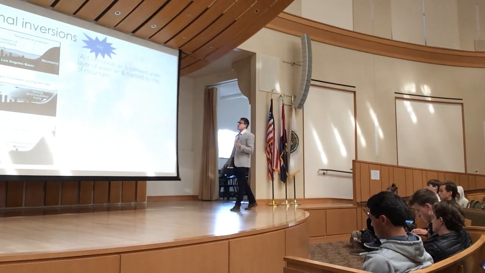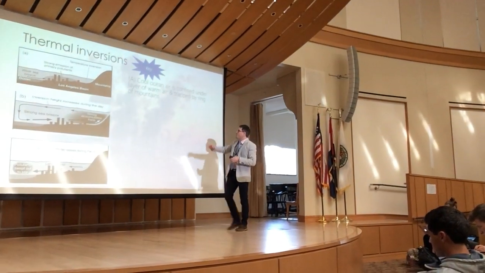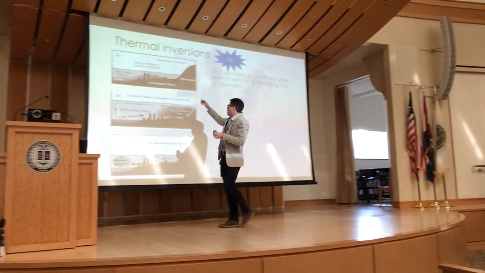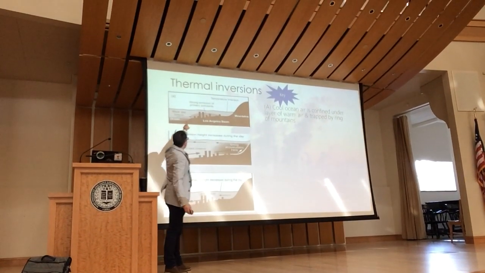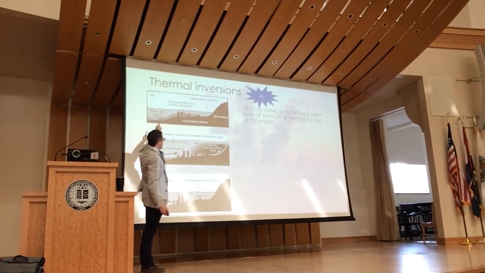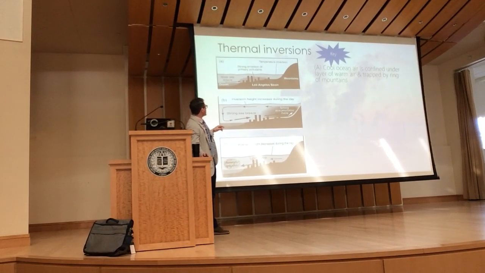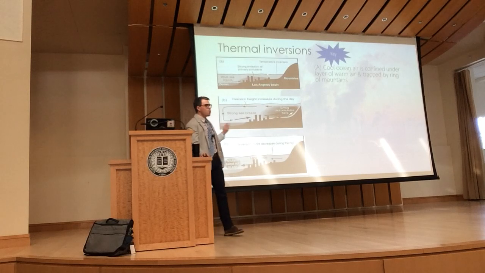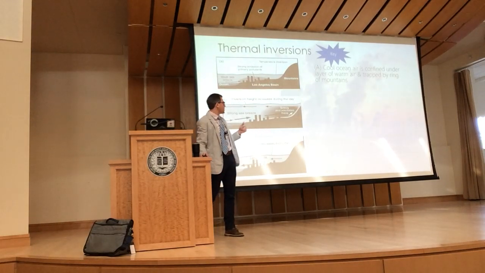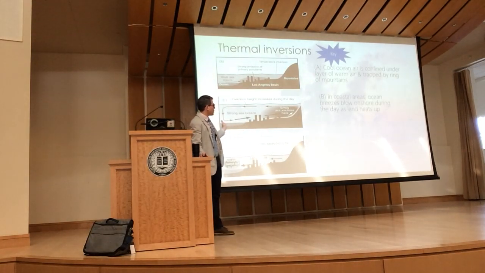So this is kind of what it looks like. The cool ocean air is combined under a ring of warm air, and it's trapped by a ring of the mountains. So here you can see the cool air, it traps this air of warm air. This is why it's called a thermal inversion, because you have warm air beneath the air, and usually you would have the warm air on top, right? But it's because the breeze is coming in. In these coastal areas, the breeze comes on, and you get this little cyclical motion.